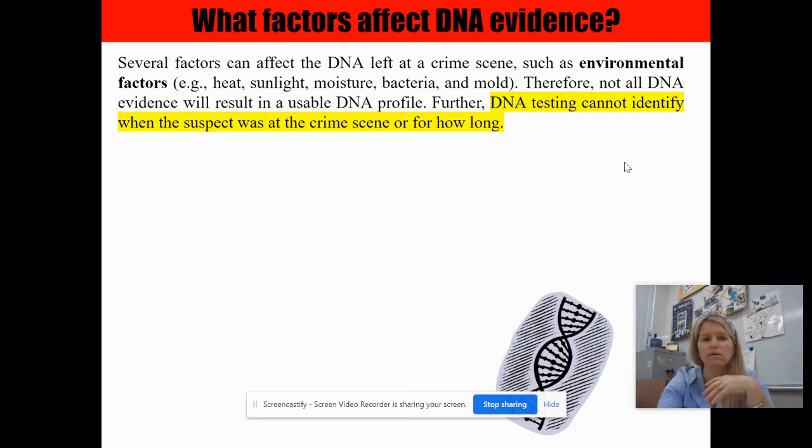Okay, so this one says DNA testing cannot identify when the suspect was at the crime scene or for how long. It depends on what you have. Like I said, for your fingerprint evidence, you can tell based on the fingerprint how long somebody's been there. But if it's just a piece of hair, you really can't tell that. So that's what that's talking about there.